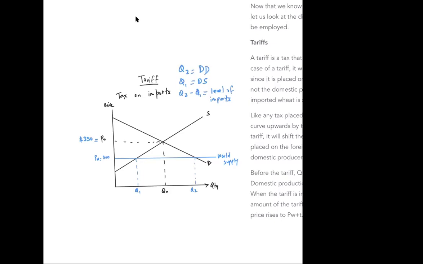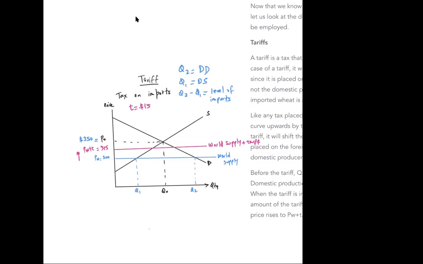So the government decides to put a tariff. The government said, let's just put a tariff like this. They put a tariff or tax on this of $15. Let me write this: tariff T is equal to $15. So when you put a tariff, now this will become world supply plus tariff. This becomes PW plus T, which means $315. So I added $15 to the price.